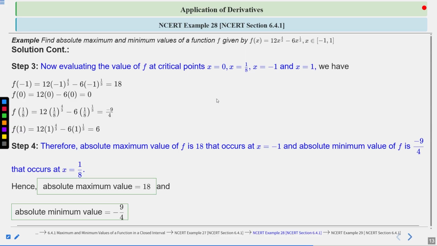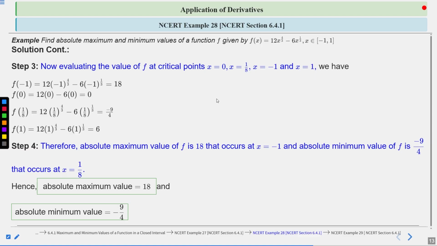Hence, we can say that the absolute maximum value is equal to 18 and the absolute minimum value is minus 9/4, okay? Hope it's clear to all.